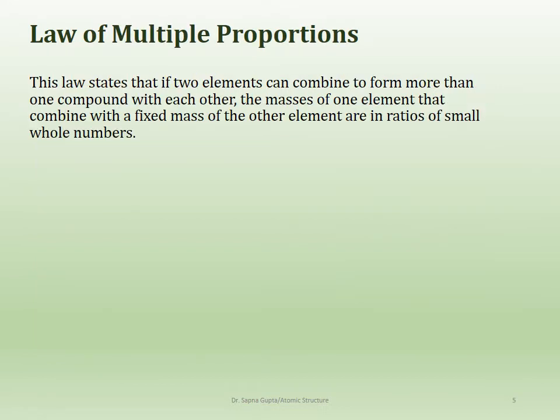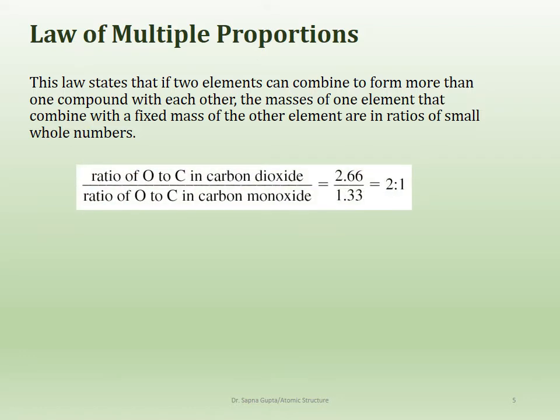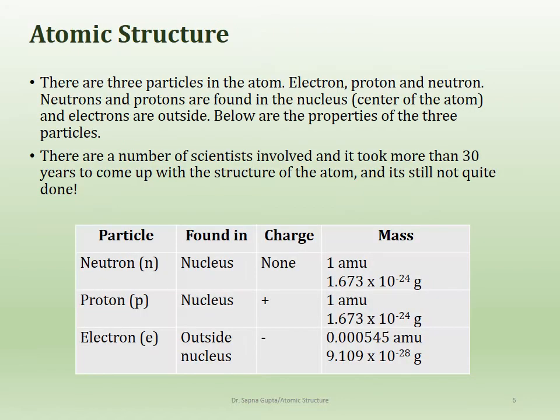Then there is the law of multiple proportions, and this states that if two elements can combine in more than one form, then those are going to be in ratios of small numbers. So for example, the ratio of oxygen in carbon dioxide to the oxygen in carbon monoxide is 2:1, no matter how much of the two substances you take. That's the law of multiple proportions.